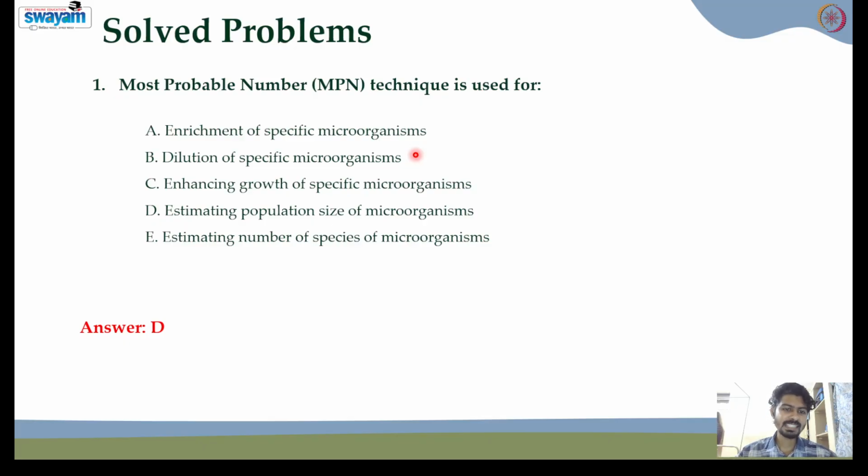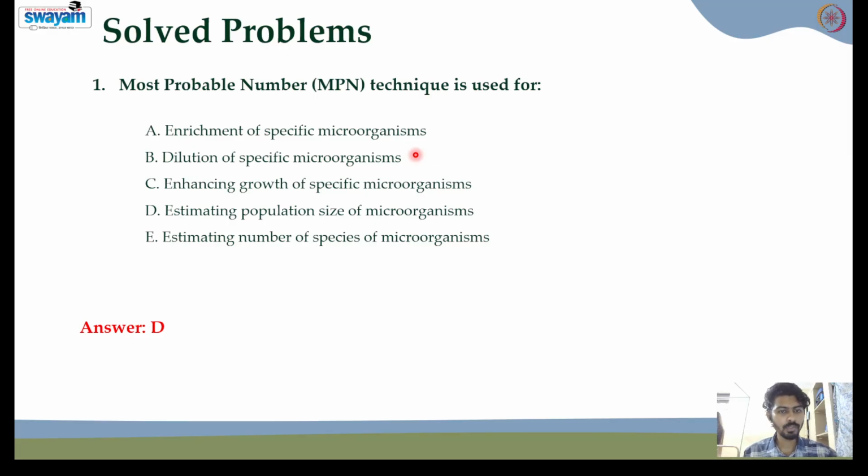And option C, enhancing the growth of specific microorganism. If you want to focus on enhancing the growth of specific microorganism, we have a separate technique called enrichment culture technique. So it doesn't correlate with the most probable number. And option E, estimating the number of species of microorganism. It doesn't estimate the number of different species. It can only tell the population size of the microorganism. So the correct option is option D, estimating the population size of microorganism.